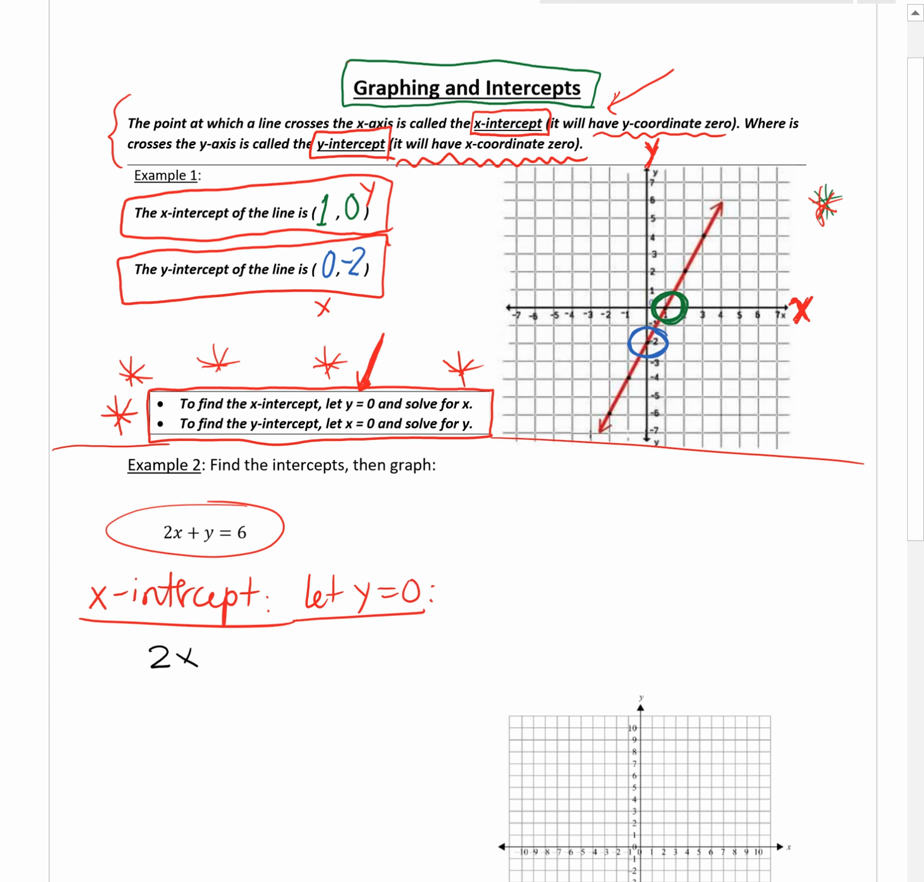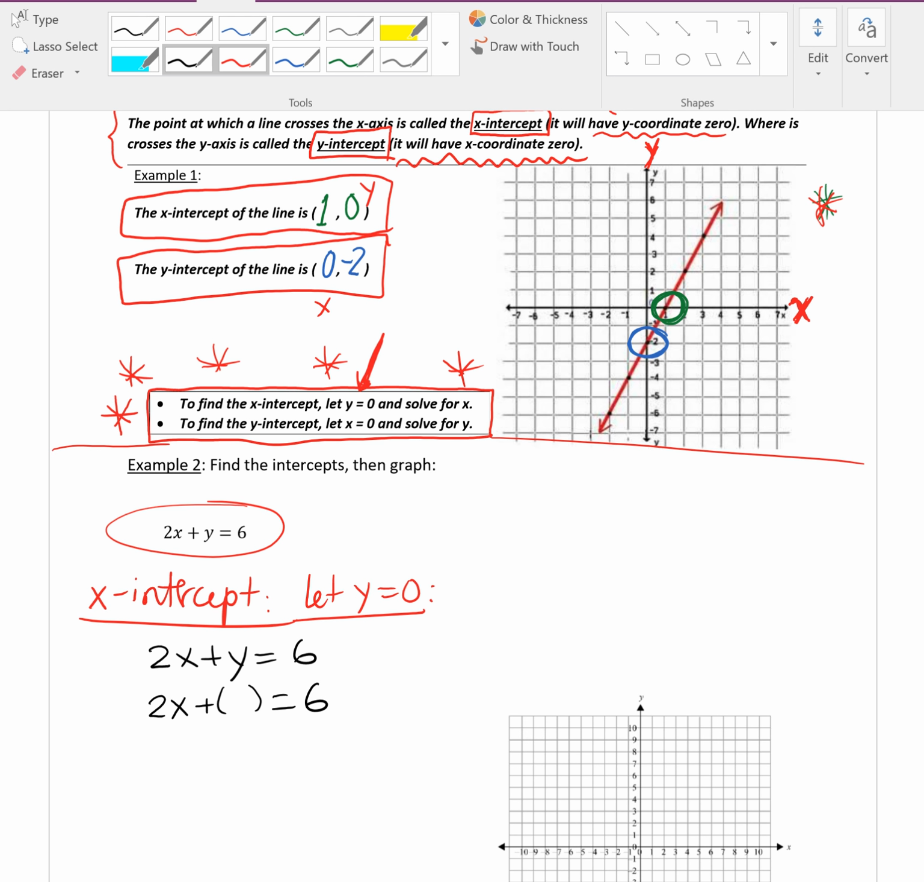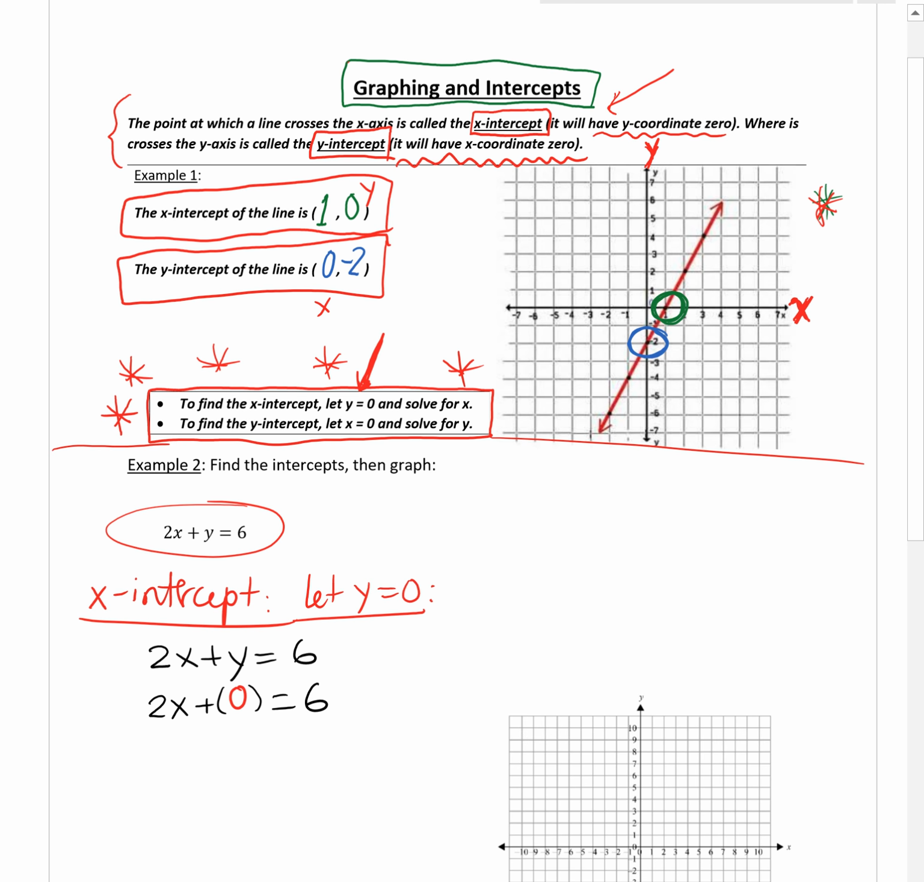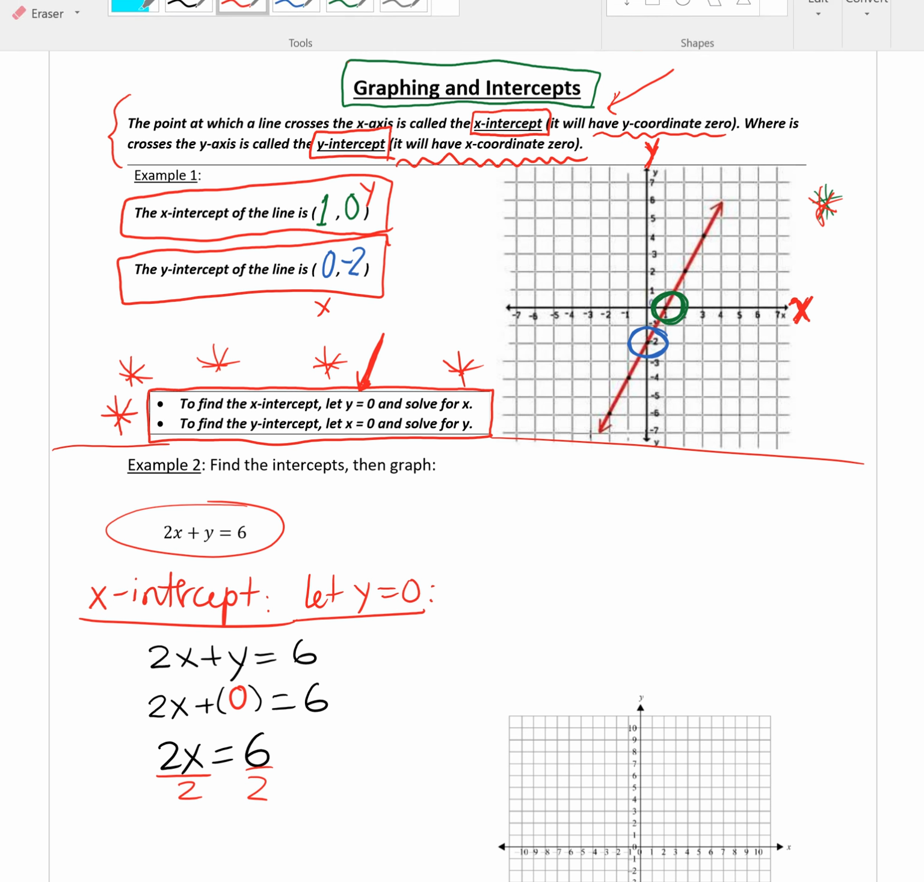I'm going to rewrite that equation. It was 2x plus y is 6. But like it says, if I want to find the x-intercept, I'm going to replace y with 0 and see what happens. So where the y was, I'm going to put a 0. All it's going to simplify to is 2x equals 6, because 2x plus 0 is just 2x. And then I can solve that for x fairly easily by dividing by 2 on both sides. Looks like x is 3.